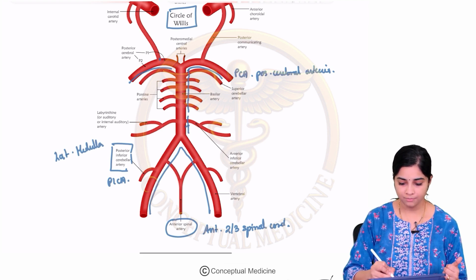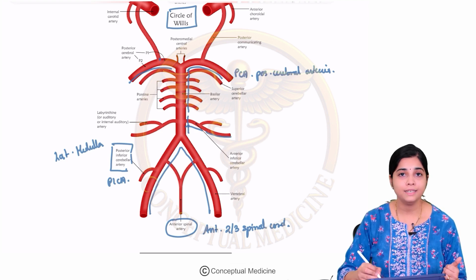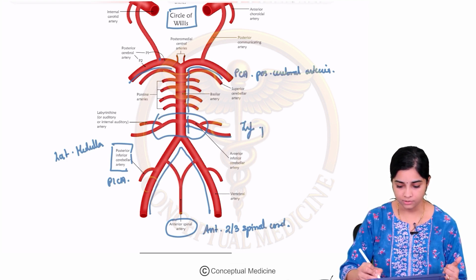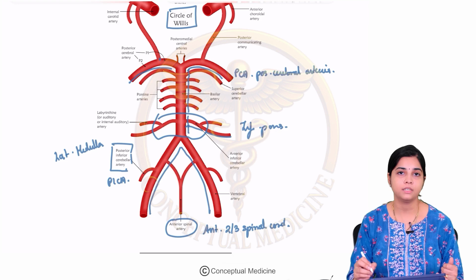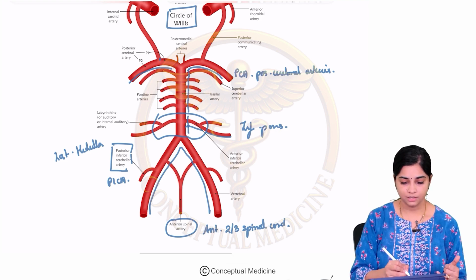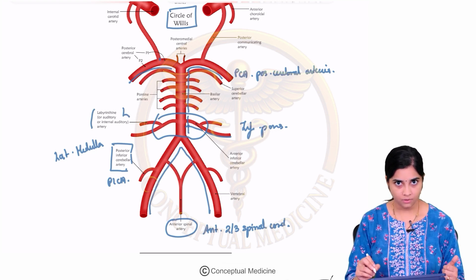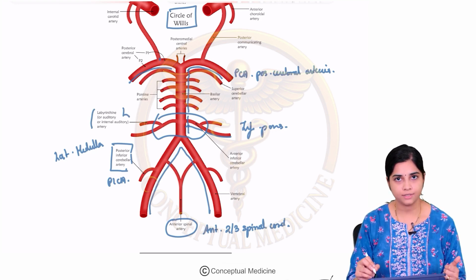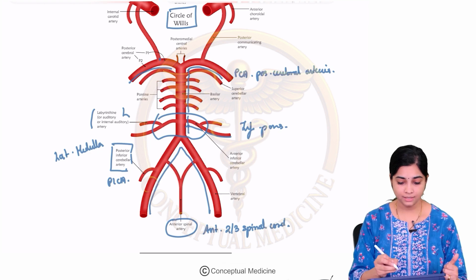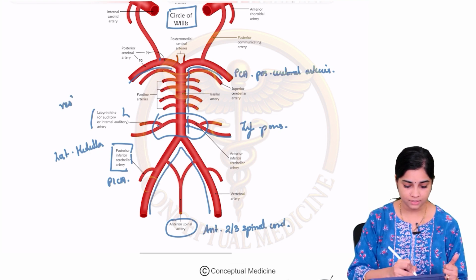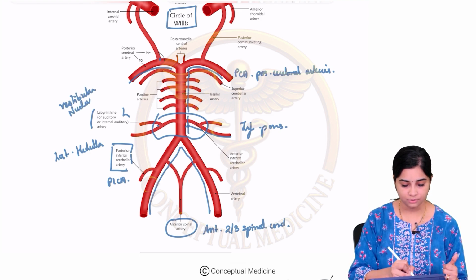Then as you go up, you have the anterior inferior cerebellar artery. What do you think is the structure that is coming here? It is the inferior pons. Then we have the labyrinthine artery, or the internal auditory artery. The labyrinthine artery is a branch of the ICA and it supplies the vestibular nucleus.